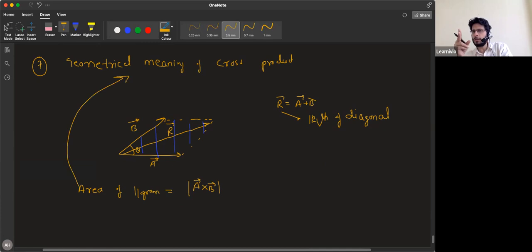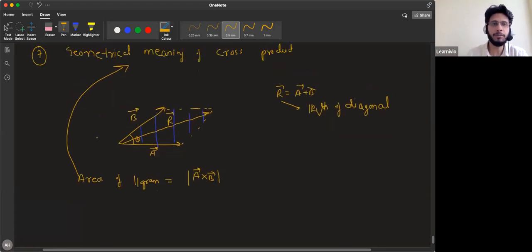So if I give you two vectors and I ask you to calculate the magnitude of A cross B, then physically the magnitude of A cross B means the area of the parallelogram. If I ask you to calculate the length of the diagonal, that means I'm asking you to add A and B.